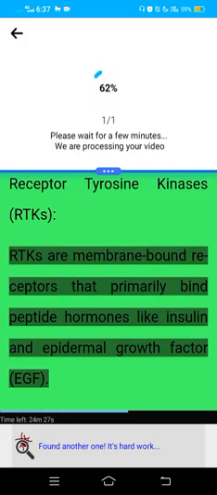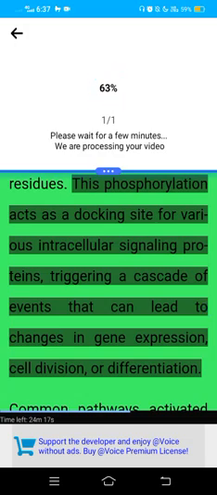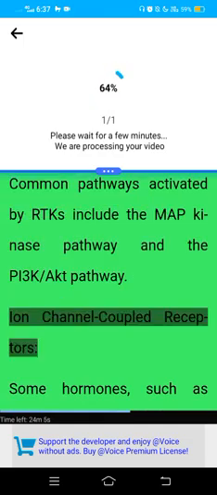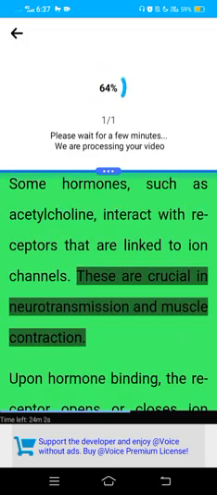RTKs are membrane-bound receptors that primarily bind peptide hormones like insulin and epidermal growth factor, EGF. When a hormone binds to the extracellular domain of the receptor, it causes the intracellular domain to become autophosphorylated on tyrosine residues. This phosphorylation acts as a docking site for various intracellular signaling proteins, triggering a cascade of events that can lead to changes in gene expression, cell division, or differentiation. Common pathways activated by RTKs include the MAP kinase pathway and the PI3K AKT pathway. Ion channel coupled receptors. Some hormones, such as acetylcholine, interact with receptors that are linked to ion channels. These are crucial in neurotransmission and muscle contraction.